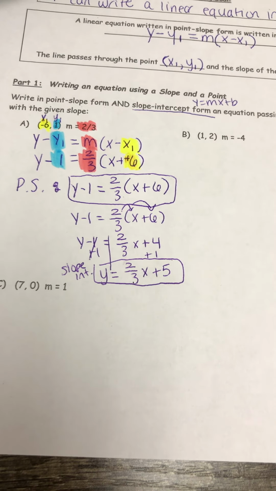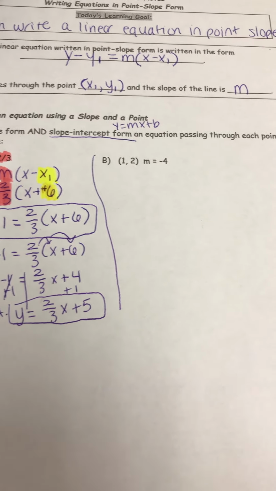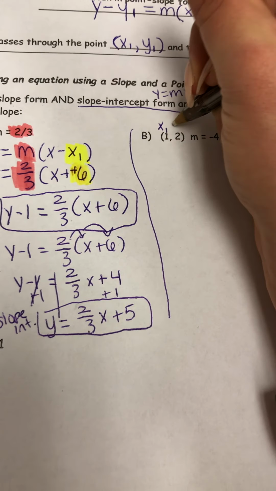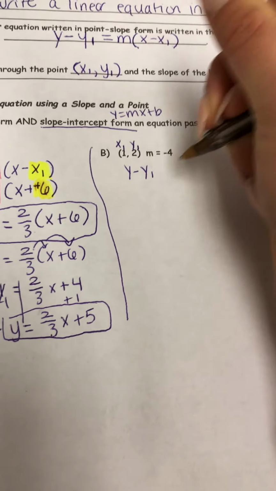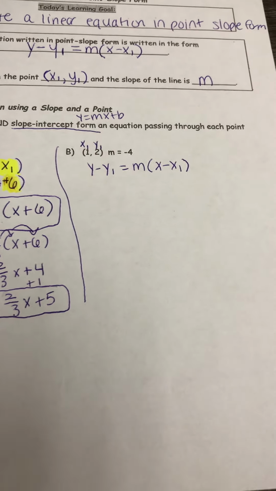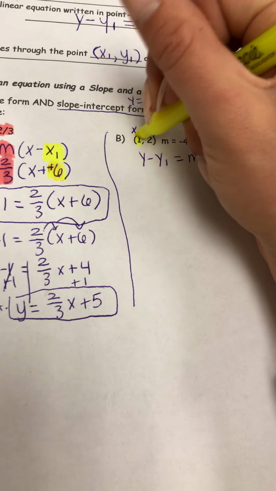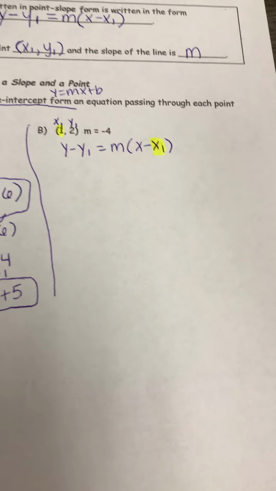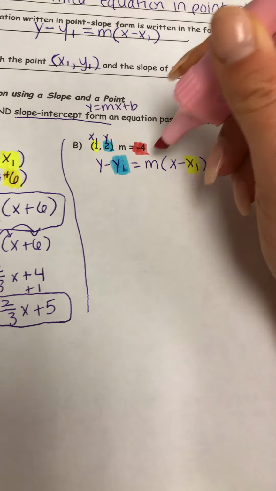All right, moving on to letter B. I have (1, 2), and m is equal to -4. I'm going to label my points as x1, y1. And then I'm going to rewrite my equation for point slope form. So I have y minus y1 is equal to m times x minus x1. And again, I'm going to be plugging in my x1 there, my y1 here, and my m here.